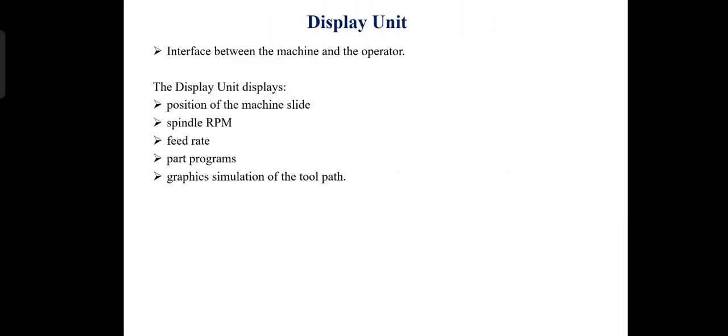Display units: the interface between the machine and the operator. The display unit displays the position of the machine slide, spindle RPM, feed rate, part programs, and graphic simulation of the tool path.